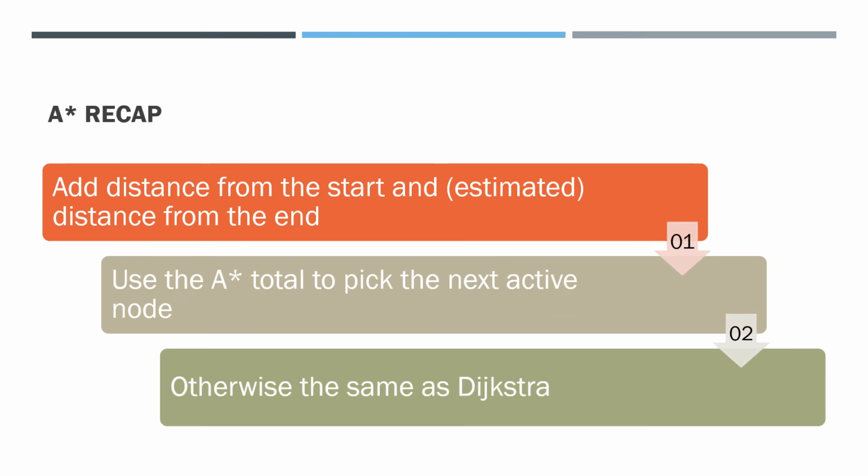So let's recap how A-star works. We add together the Dijkstra value, which is the distance from the start, with an extra heuristic, which estimates how near we are to our target. And we use this A-star total to choose our next active node. Apart from that one point when we're choosing the active node, we do everything just the same as Dijkstra. But by adding that extra stage, it stops us going off on odd routes that are taking us in the wrong direction.